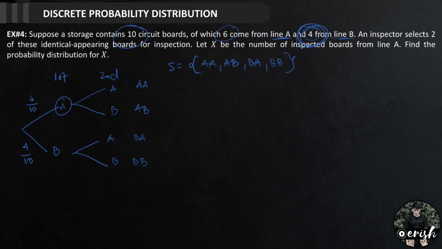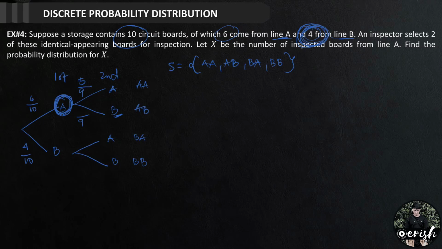Say for example, we selected A, with probability 6 over 10. For the probability of selecting A again, since it is without replacement, our total has decreased. The total is now just 9, and the number of A is just 5, because one has already been chosen. So the probability for A at the second selection is 5 over 9. For B, our total is 9 now, and 4 still from B.